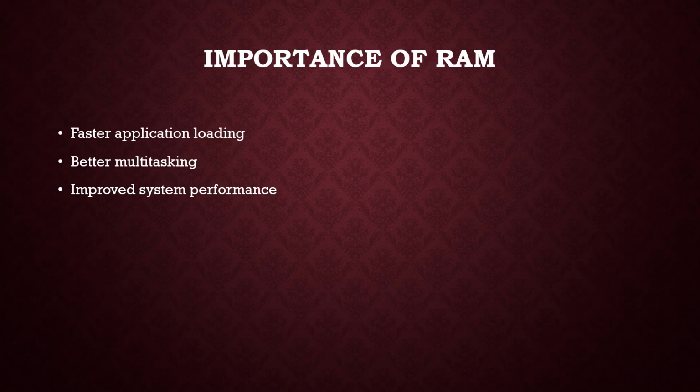The importance of RAM: why is RAM important? Because of faster application performance, better multitasking, and improved system performance. When we see from downwards to upwards, the speed decreases and the capacity increases.